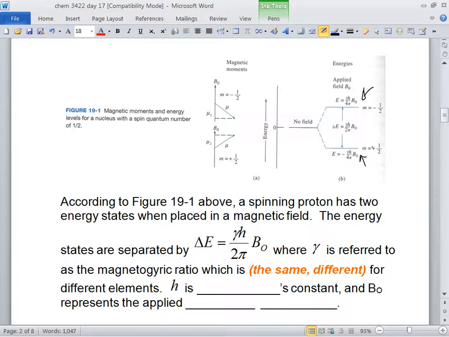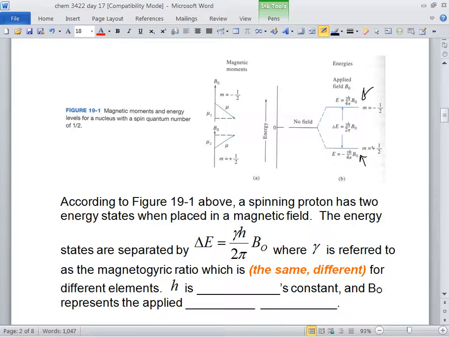Andy, according to figure 19.1, a spinning proton has two energy states when placed in a magnetic field. The energy states are separated by delta E equals gamma h over 2 pi B naught or something like that, where gamma is referred to as the magnetogyric ratio, which is blank for different elements.